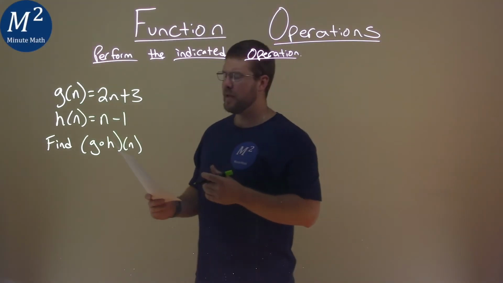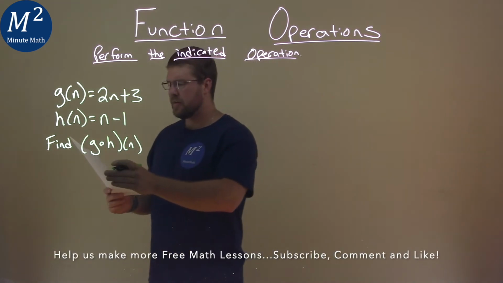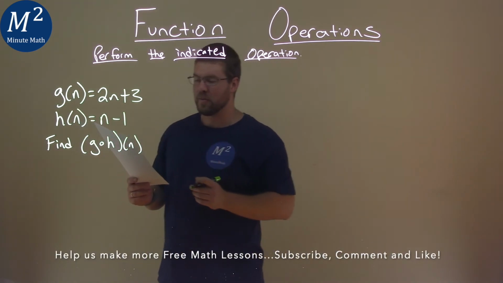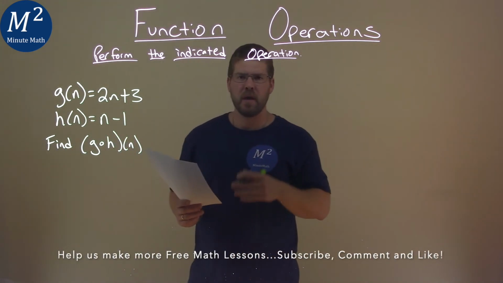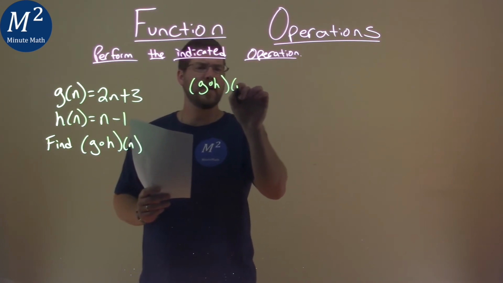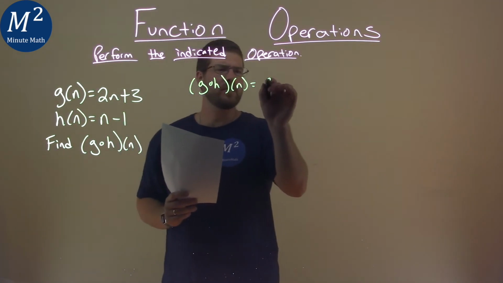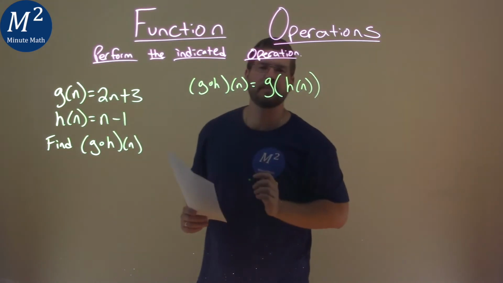We're given this problem right here. G of n is equal to 2n plus 3. H of n is equal to n minus 1. And we need to find g of h of n. Well, what is g of h of n? G of h of n. Well, that is equal to g of, written like this, h of n.